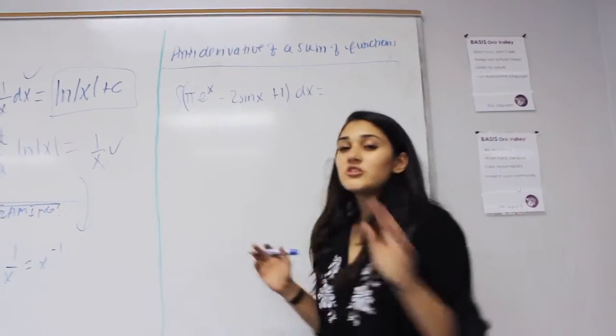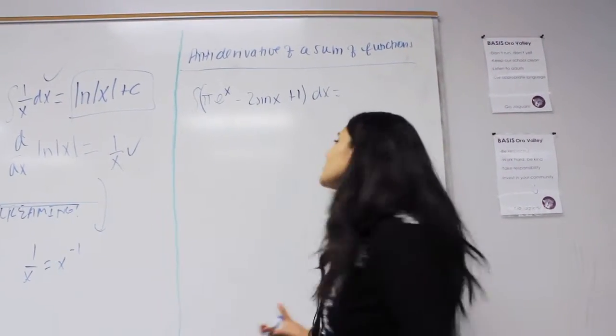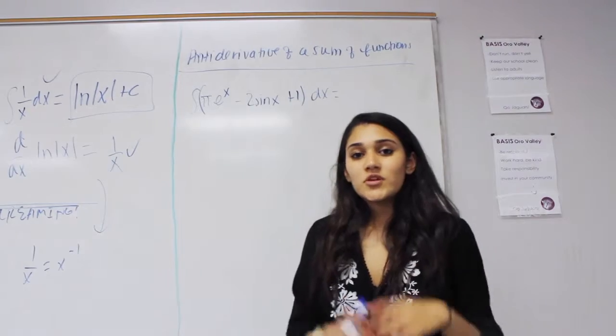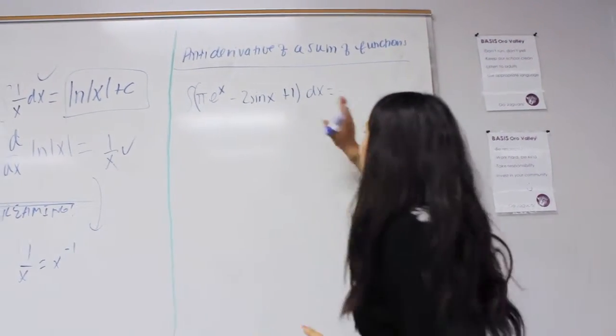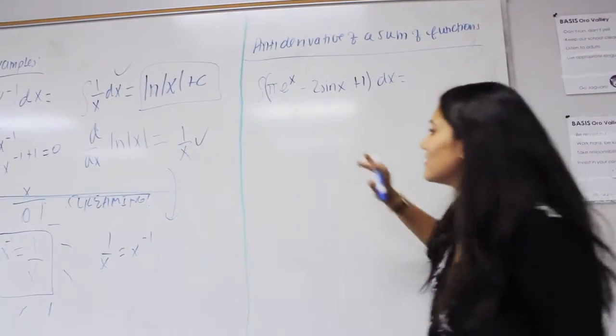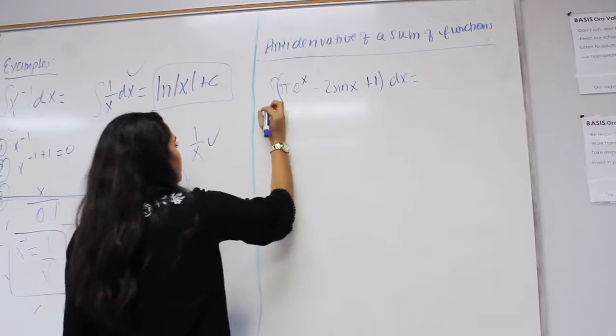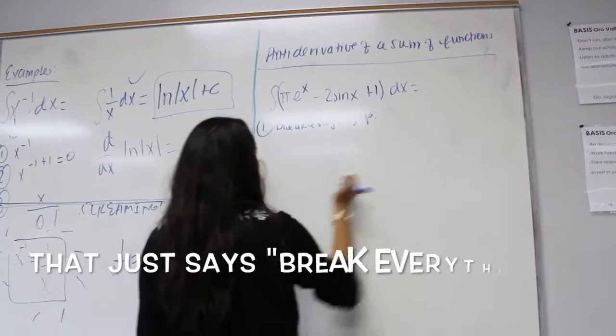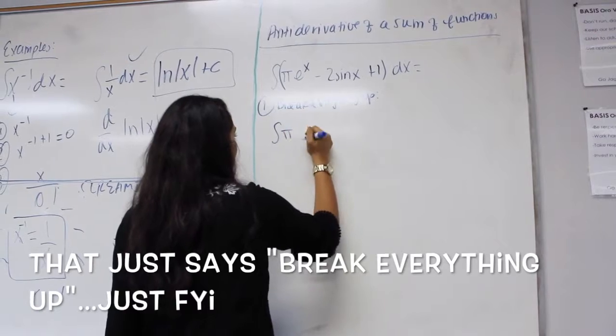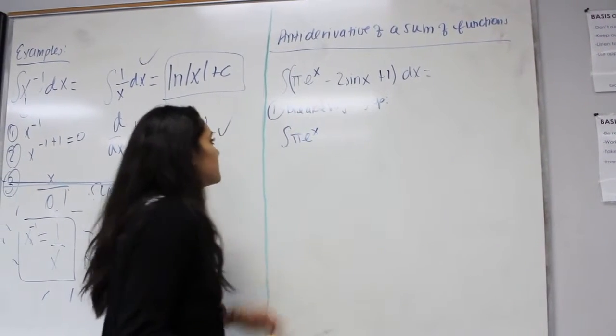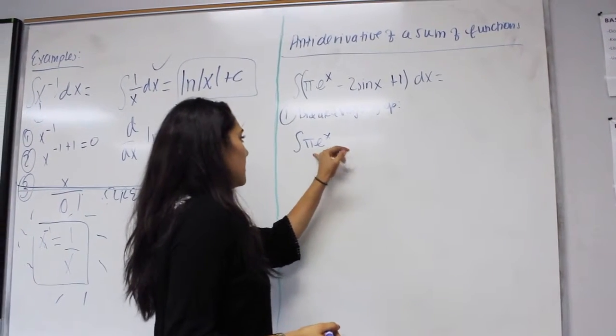So this looks a little scary, but it's not that scary at all, actually. What we're going to do is just break everything up, because you're taking the derivative of all of this. So, first step, break everything up. Okay, I'm going to take the integral, or antiderivative, of pi e to the x.